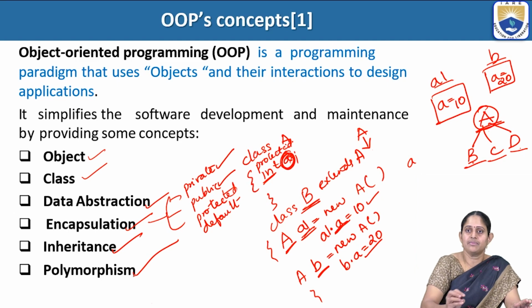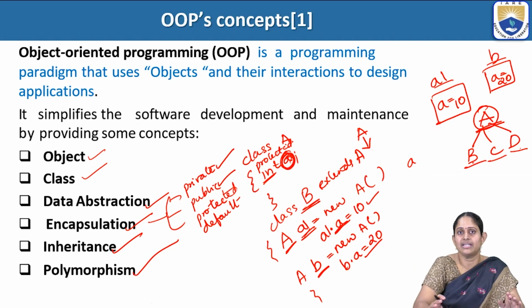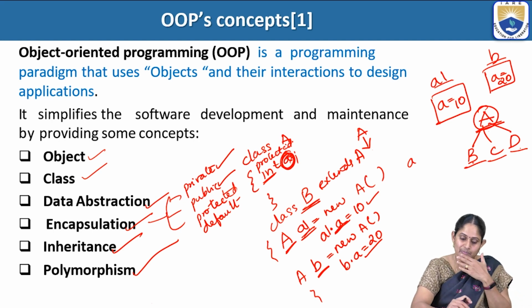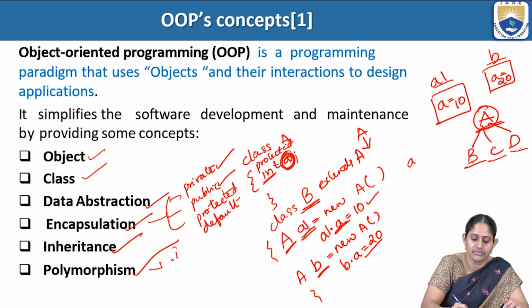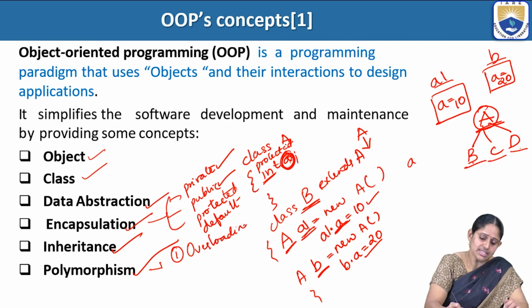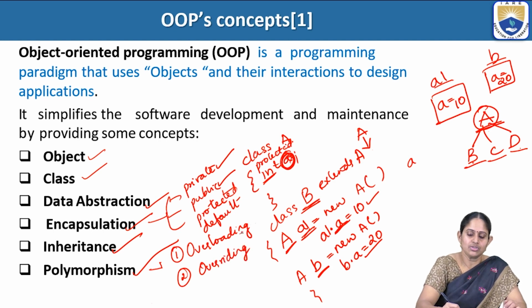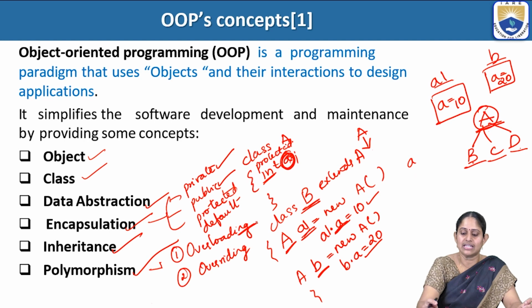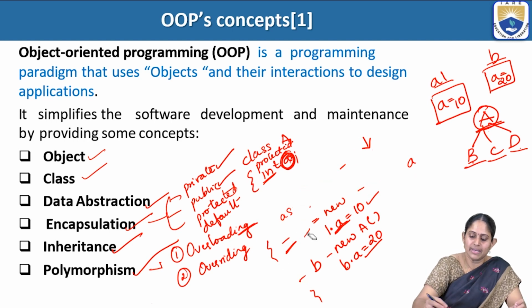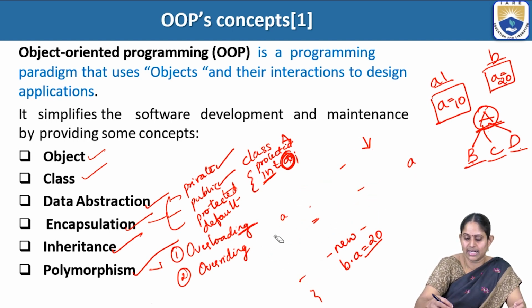Next is polymorphism. Polymorphism is the ability to exist in more than one way. In Java there are two types of polymorphism. One is overloading, which is static polymorphism, and the second one is overriding, which is runtime polymorphism. So we have method overloading and method overriding in Java.